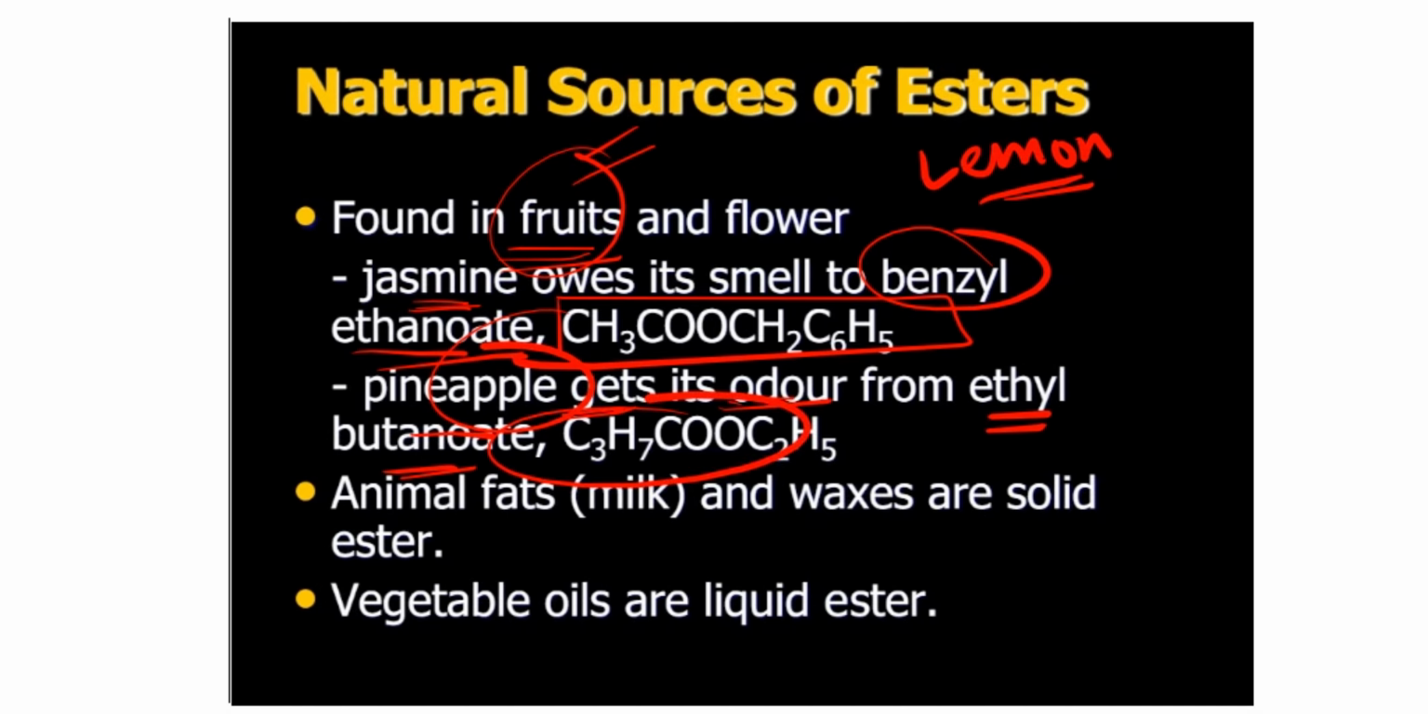And in animal fats we also smell milk and different waxes. Esters are also present there. In vegetable oils, esters are also present in those substances and things.